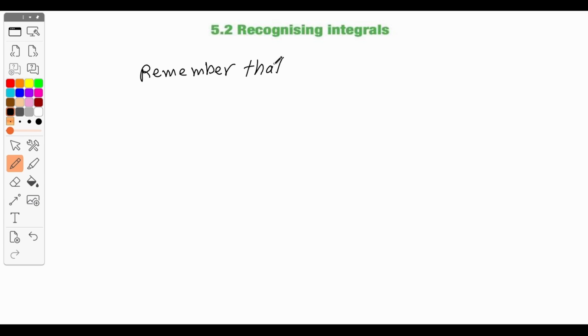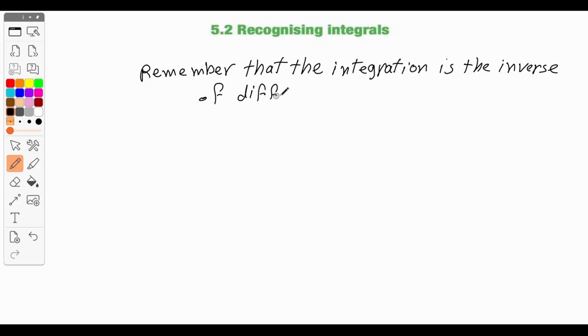Remember that integration is the inverse of differentiation. That differentiation we have studied in the first semester. So we have here some key information that we are using in this topic.